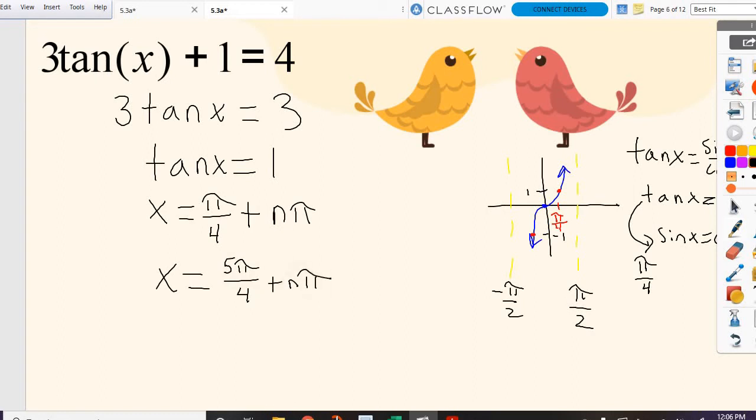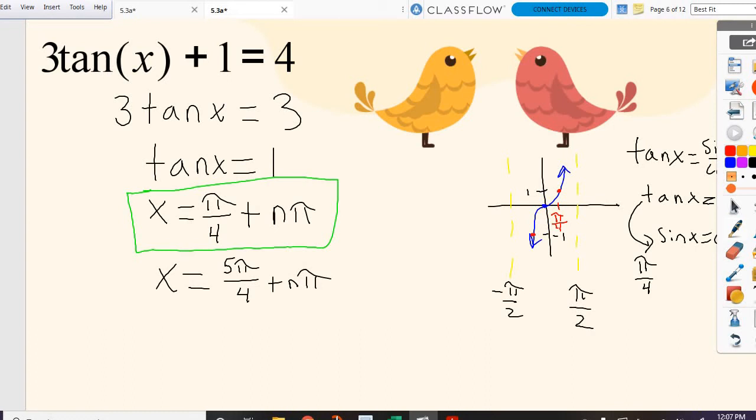But because our period is pi, this first one takes care of this next one. Because if I plug in a 1, pi over 4 plus pi is going to give us 5 pi over 4. So really, the only thing that we need to write for our answer is this first one. Now, if it makes you feel better, or you prefer to write out both of them, that's completely fine. I'm not going to count it wrong for writing out the second one, but just realize when you're checking your answers in the back of the book, it's only going to list this first one because that takes care of both of these.